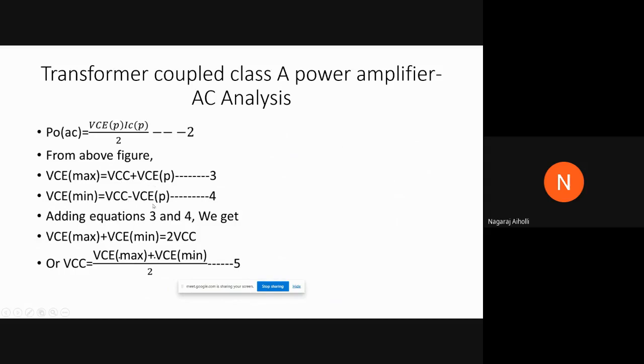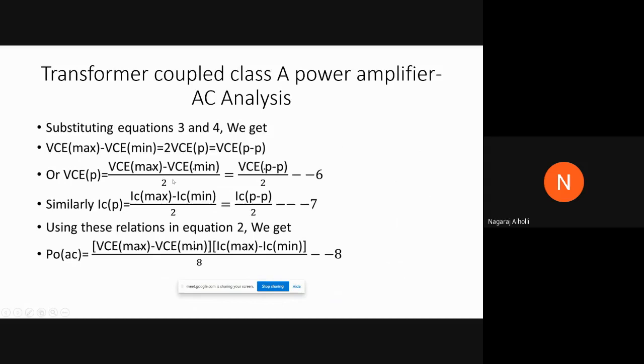VCE peak minus of minus VCE peak will be VCE peak plus VCE peak, or it will be 2 VCE peak. So the equation will be, students, VCE max minus VCE min will be 2 VCE peak, which is equal to VCE peak to peak. Then what will be VCE peak? VCE peak will be equal to VCE max minus VCE min divided by 2. That is, VCE peak is nothing but half of VCE peak to peak. Correct? That is, VCE peak is equal to VCE peak to peak divided by 2.